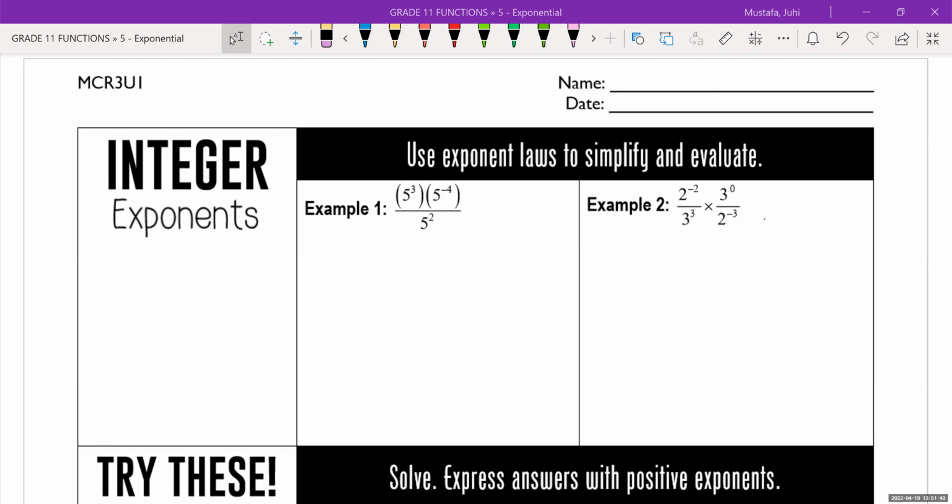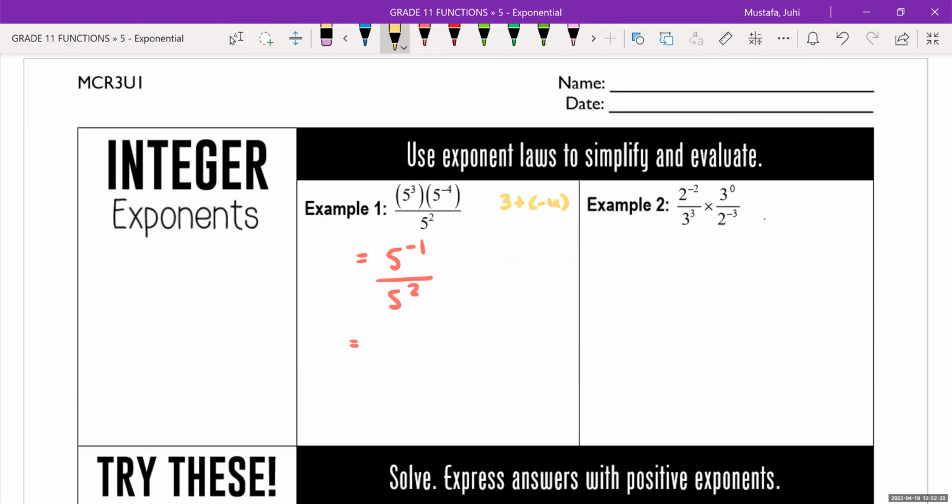Now, we don't want to be sitting there and multiplying all these numbers, like 5 times 5 times 5 and 5 times, that would take too long. So we're going to go ahead and use our power laws that we've just learned, which is when you have the same base and the numbers are multiplied together, you can go ahead and add the exponents. 3 plus negative 4, if you need to write that down, you can just go on a rough sheet of paper and go 3 plus negative 4. That's going to give me negative 1. So this would be 5 to the power of negative 1 over 5 to the power of 2.